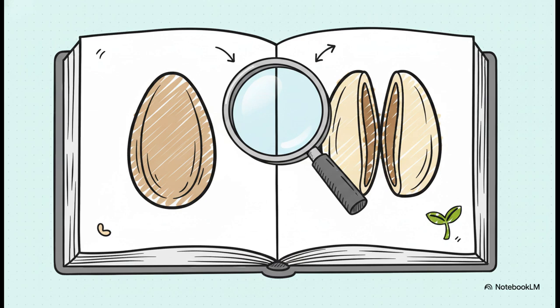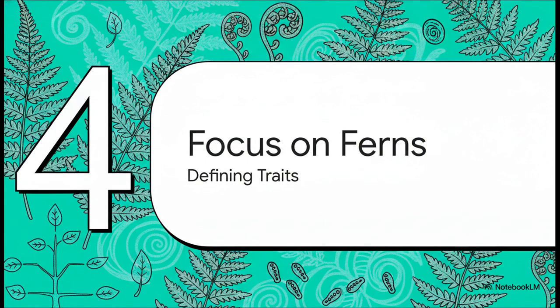By prompting you to specifically collect and display the seeds, the text is practically shouting the answer at us. The fundamental difference between monocots and dicots lies right there in the seed structure itself. The answer was just cleverly hiding in the homework assignment all along. That brings us to Section 4, Focus on Ferns.